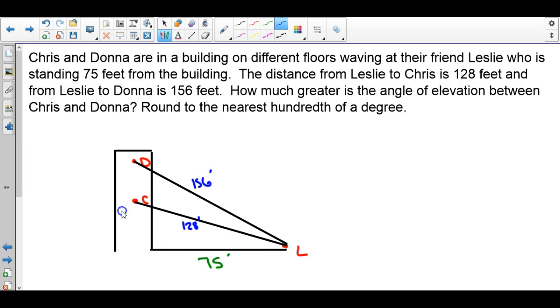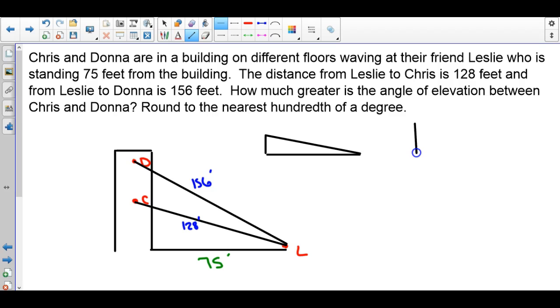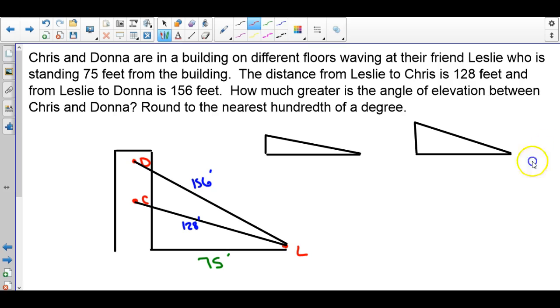So what I have is basically two right triangles. So I'm going to redraw these off to the side, and this is going to be the one that's going to represent the one for Chris, and I'll do one a little bit larger representing the one that is used to figure out what the angle is from Donna. And what we're going to do next then, or I guess I should label these.